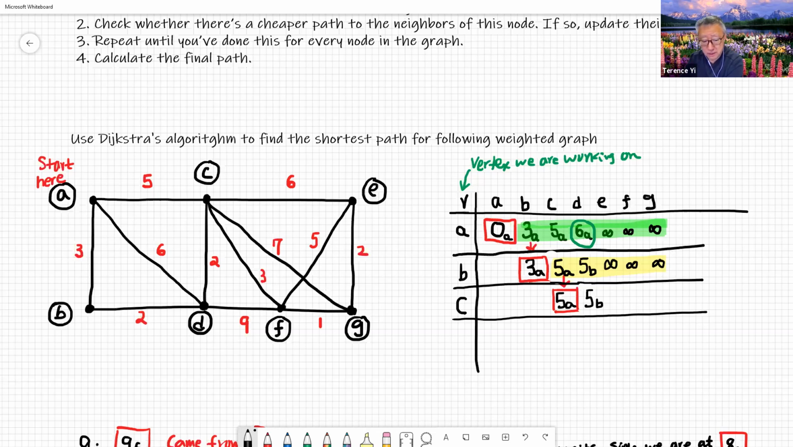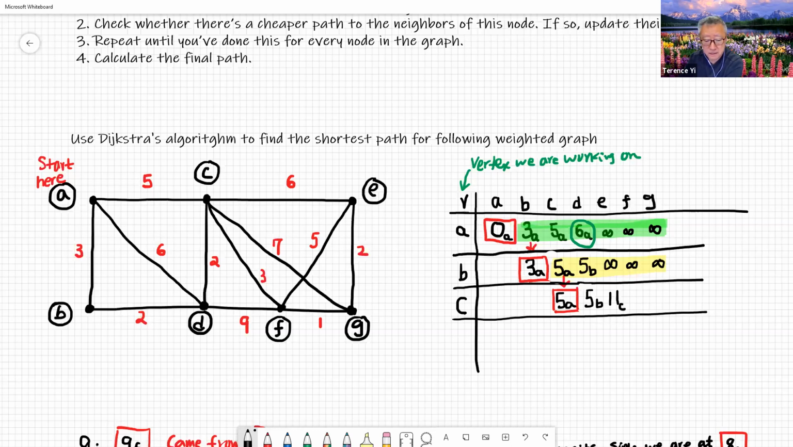Now, next one is going to be C to E. That's going to be 11, 6 and 5, right? Because we are coming from 5, then we go A to C, then we go C to E. So that's going to be 11. It's going to be less than infinity, right? So we're going to write 11C.